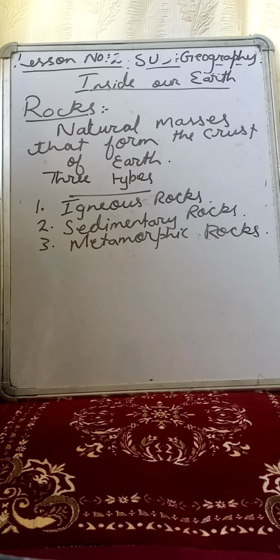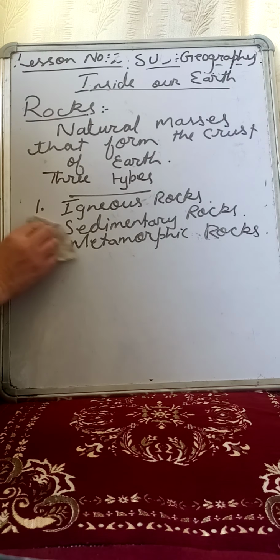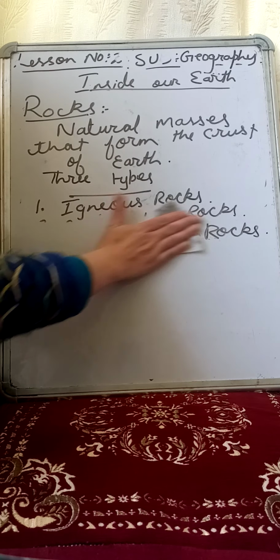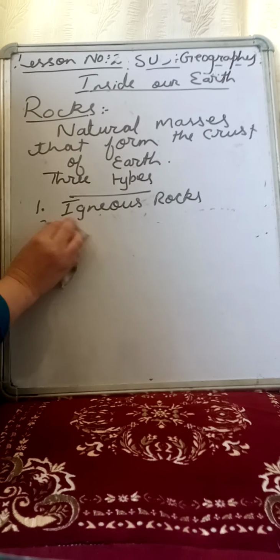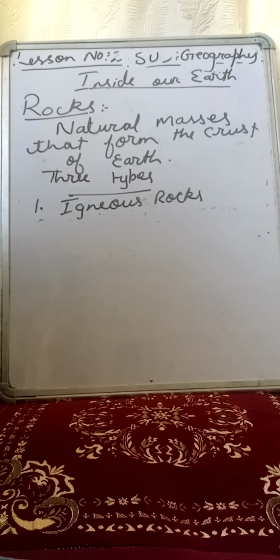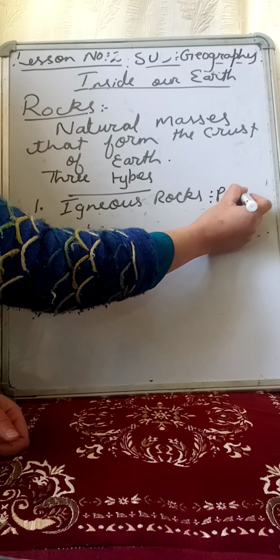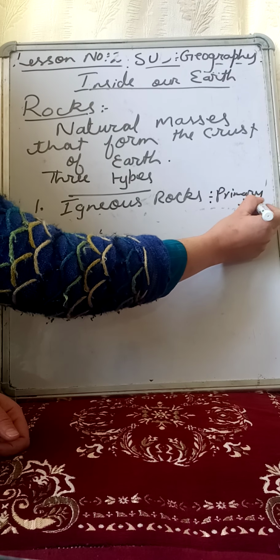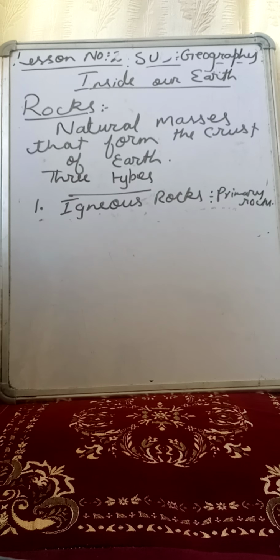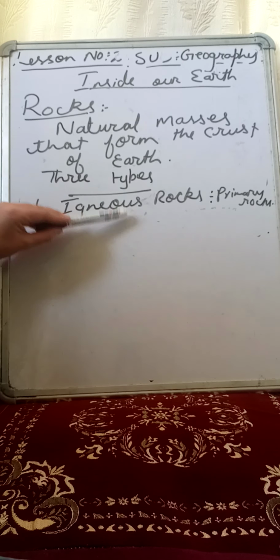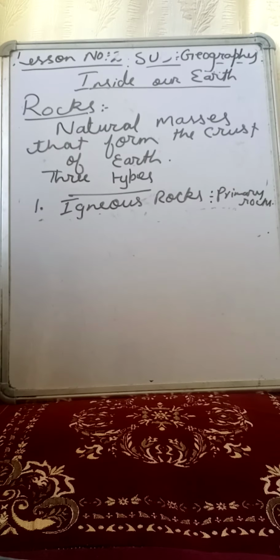Let's first understand what are igneous rocks. Igneous rocks, we can say, are also known as primary rocks. Why so? Because all the other rocks are made from igneous rocks. How are igneous rocks formed?